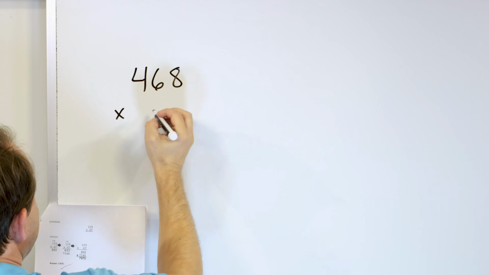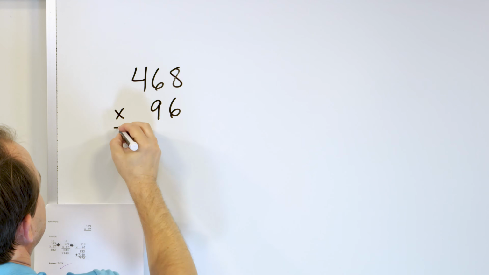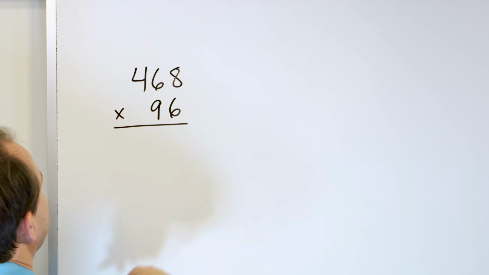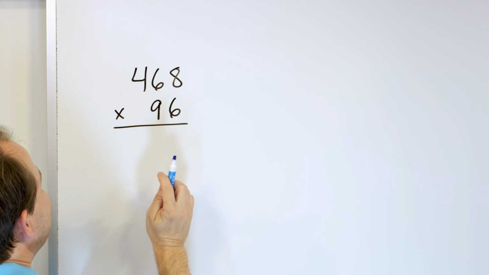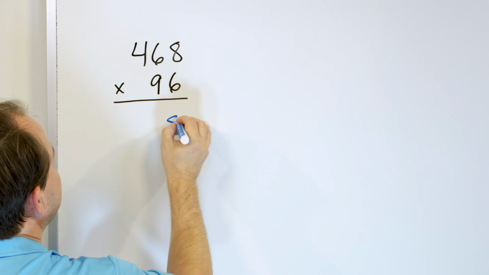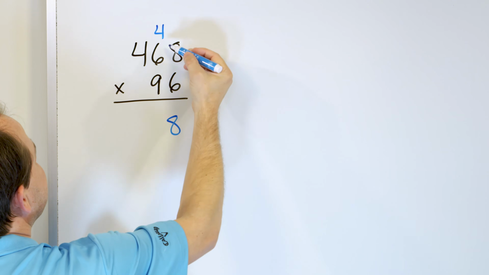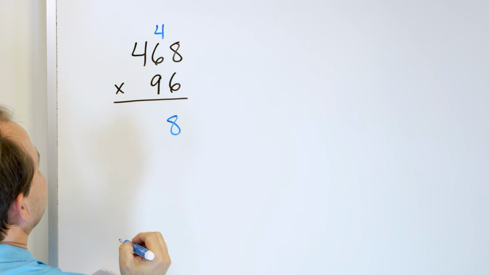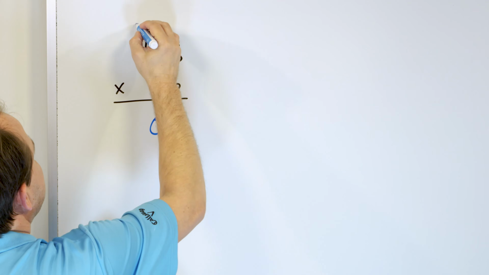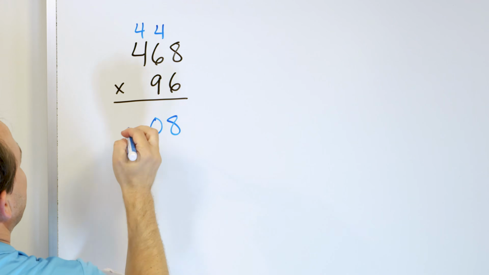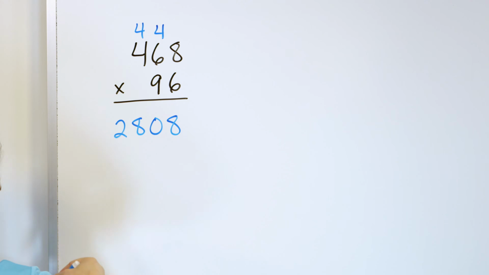468, let's multiply it by 96. We're multiplying times 96. All right, so start with the 6. 6 times 8 is what? 48. So we have to put an 8 and carry a 4. Next, 6 times 6, 36. And then 4 more is actually 40. So we put a 0 and again carry a 4. 6 times 4, 24. Plus 4 more, 28. So we put the 28 here.